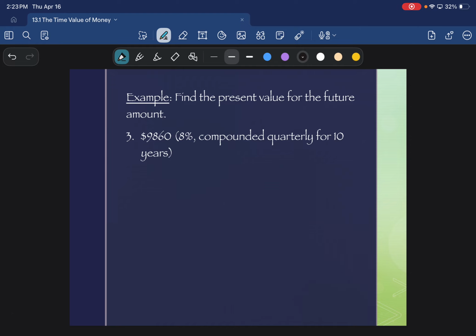The next question asks us for something called present value. Present value is another way of describing principal.